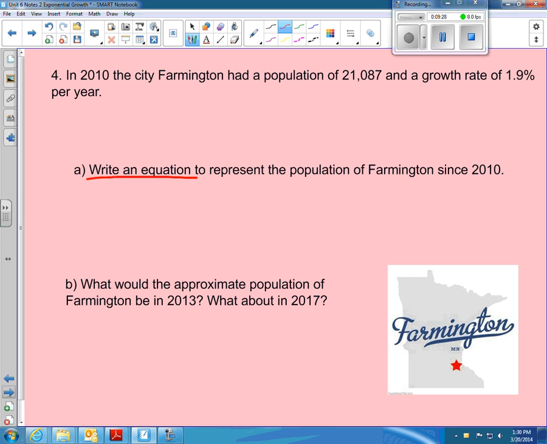B says, what would the approximate population of Farmington be in 2013? So that would be t equals 3, because it's years since 2010. And in 2017, t would be 7. All right, I want you to come up with the solutions for both parts of this problem, and when we come to class tomorrow, we will talk about compound interest. We'll see you then.